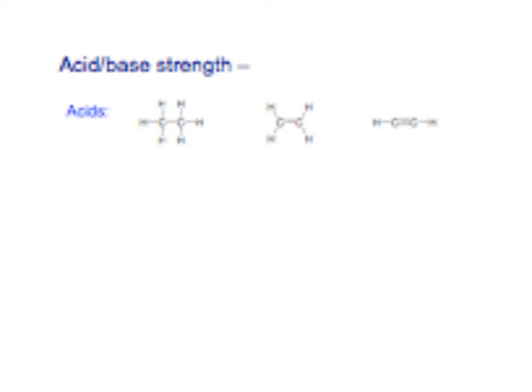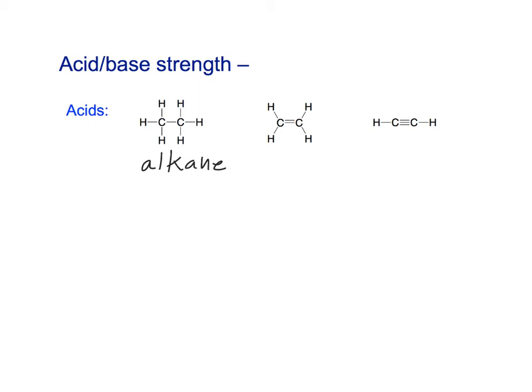Here are three potential acids. Notice that all they have is carbons and hydrogens. They're all hydrocarbons. Each of these belongs to a different functional group. The first one is ethane. We would call this an alkane. Ethene is the middle one. This is called an alkene. It has a double bond. And the last one is acetylene, and this is a molecule that's called an alkyne.